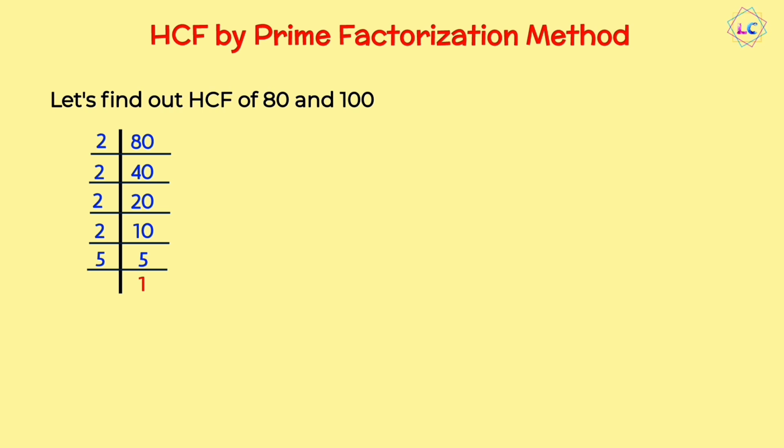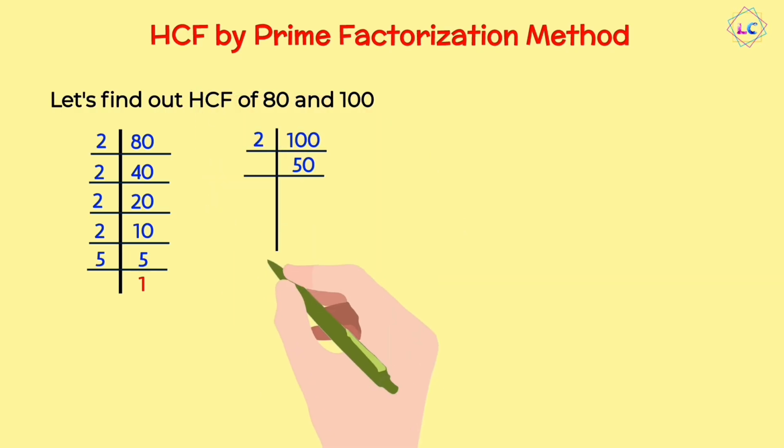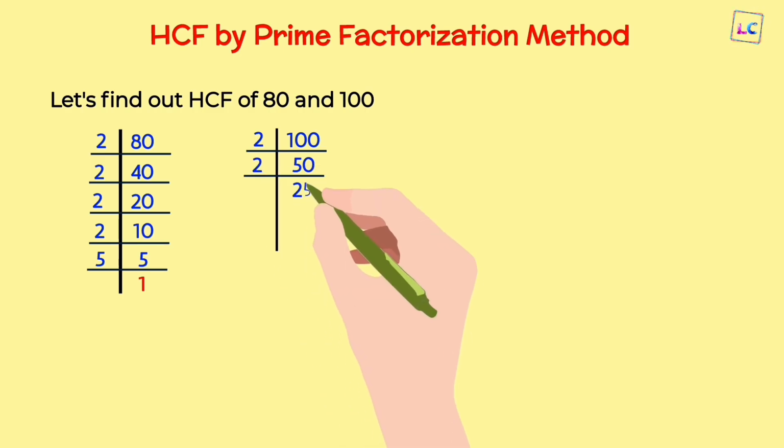Now find out the prime factors of 100. Start with 100. Divide by the smallest prime, 2. 100 divided by 2 is 50. 50 is an even number. Divide by 2 again. 50 divided by 2 is 25.